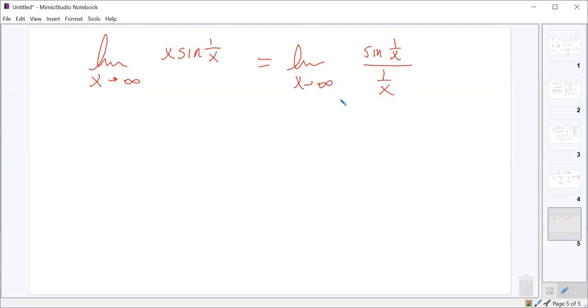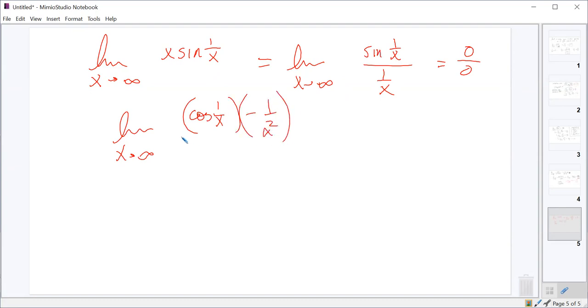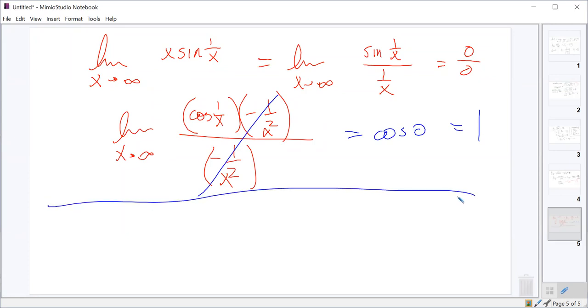And then, because this is now 0 over 0, we can use L'Hopital's rule and just take the derivative of the top and the derivative of the bottom. You get the limit as x approaches infinity of the cosine of 1 over x times negative 1 over x squared, that's the derivative of 1 over x, and then over negative 1 over x squared. Those cancel, and you're just left with cosine of 1 over x, which when we plug in infinity is cosine of 0, which is 1. That's one option for doing that one.